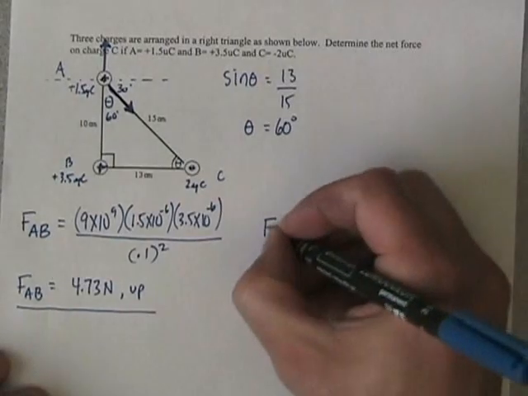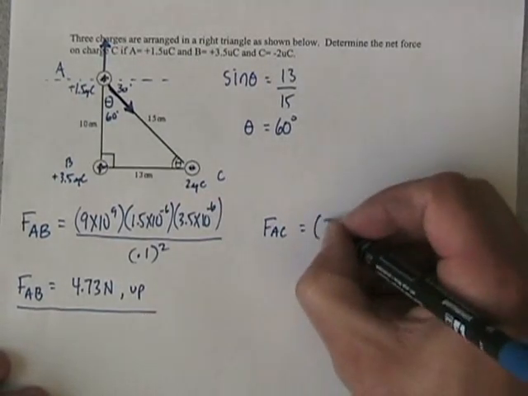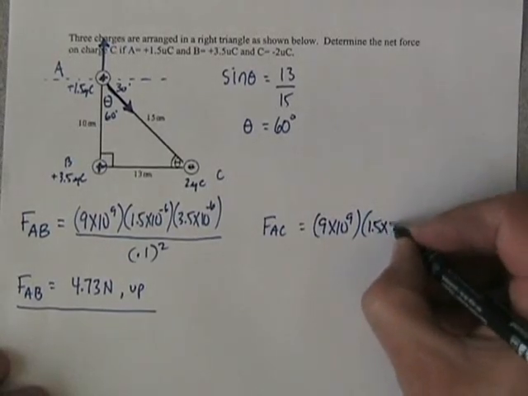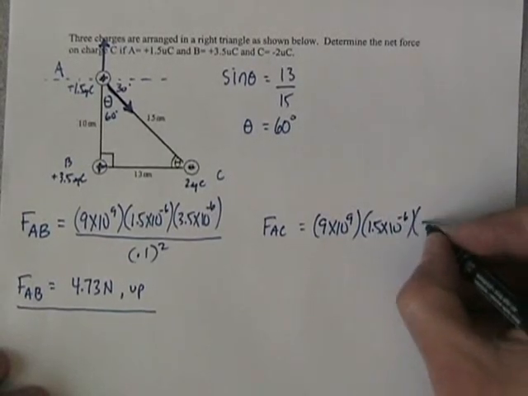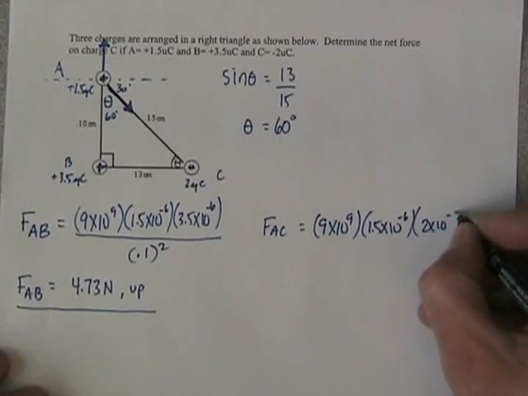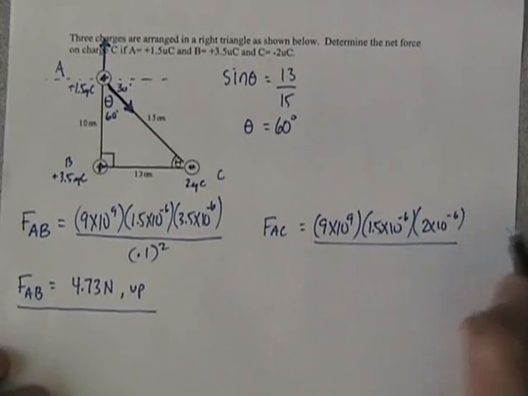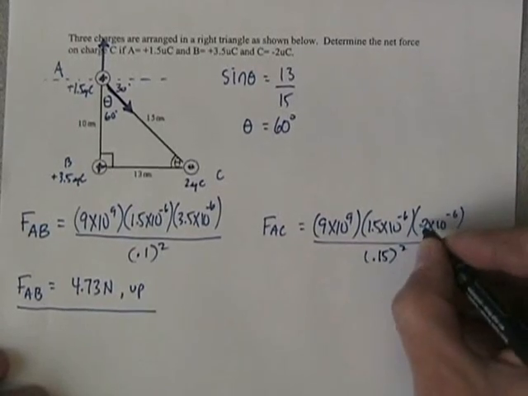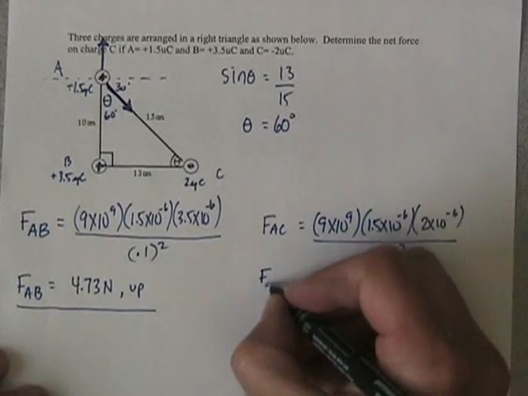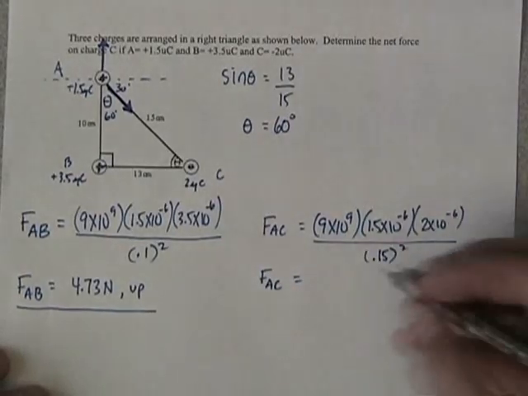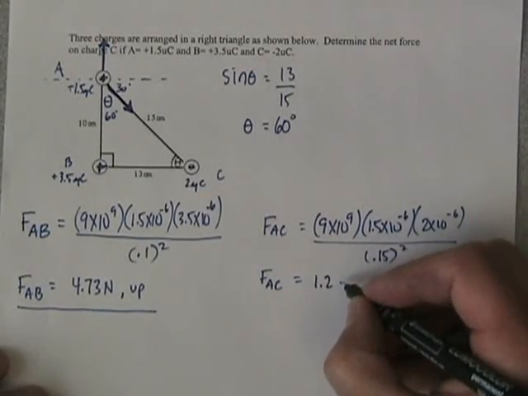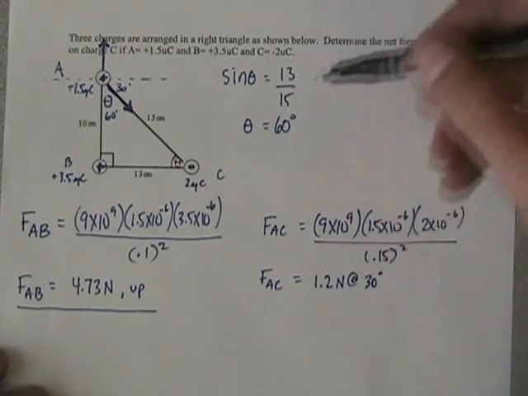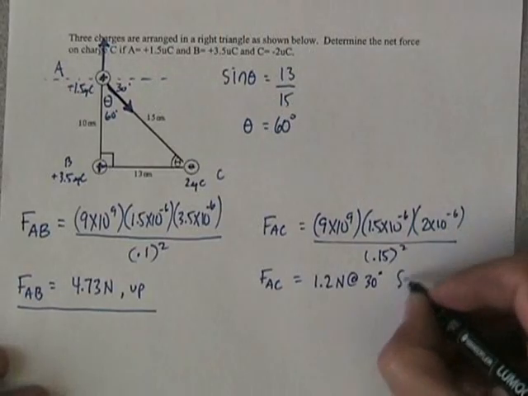I also want to find FAC, and that's going to give me a little bit more grief in a second. So let's just plug in our values here. Notice again that I didn't bother putting the negative in for that 2, over 0.15 squared, because you don't need it here. It's going to be a direction anyways, and we don't care about the negative for now. That ends up being 1.2 newtons at 30 degrees, south of east.